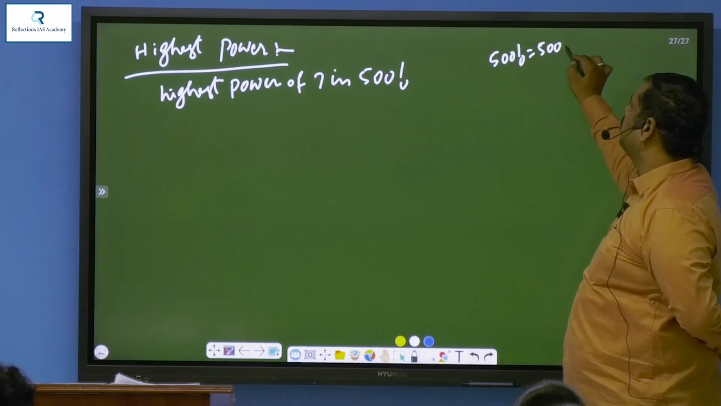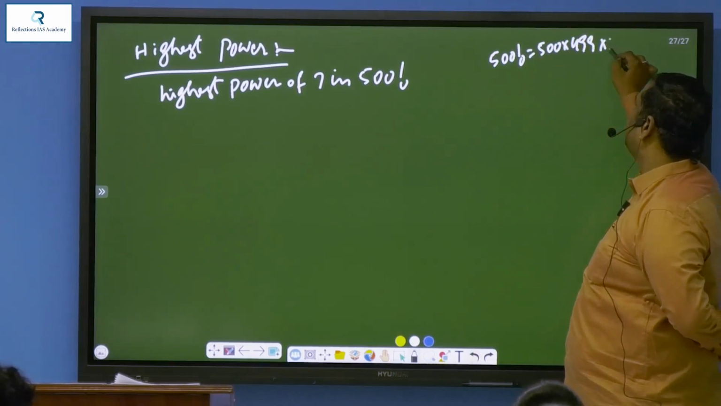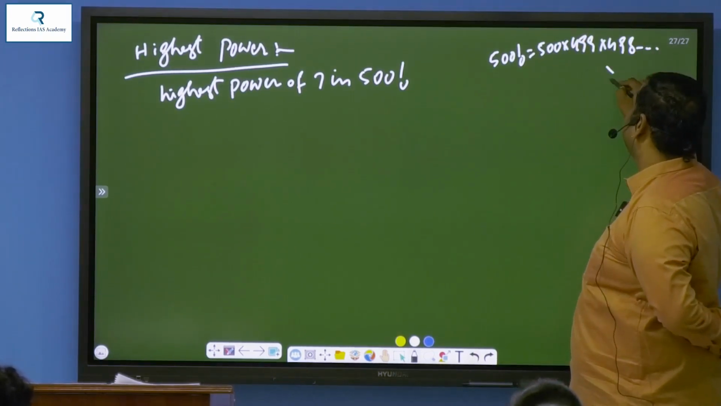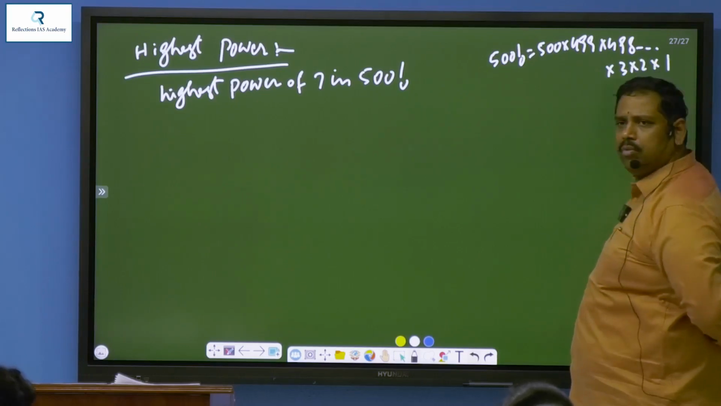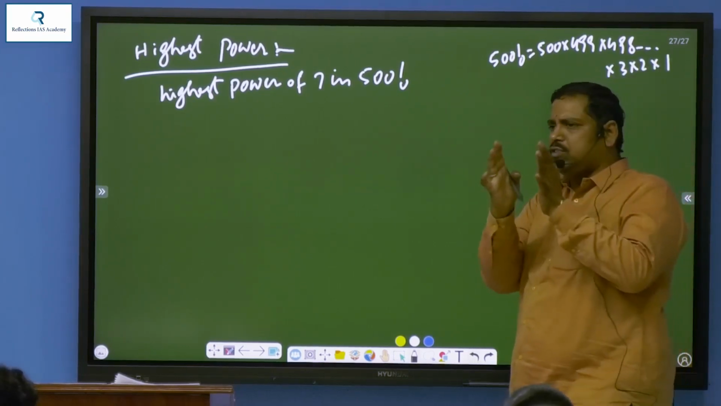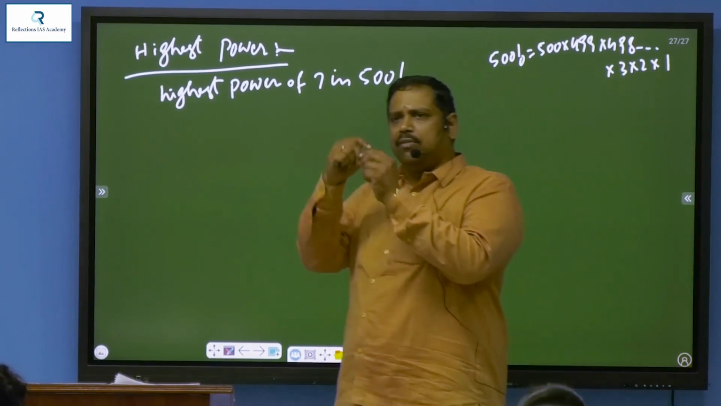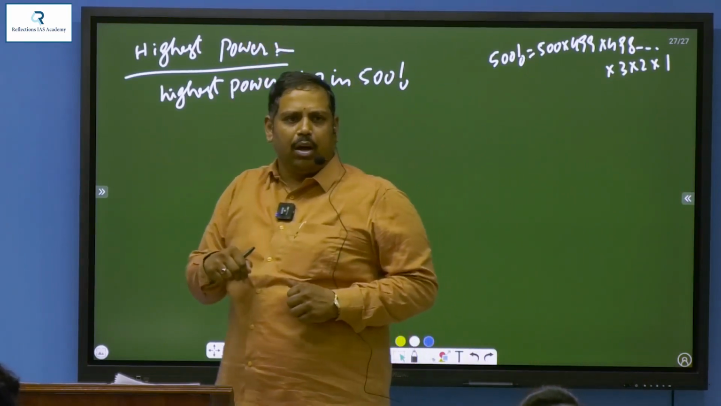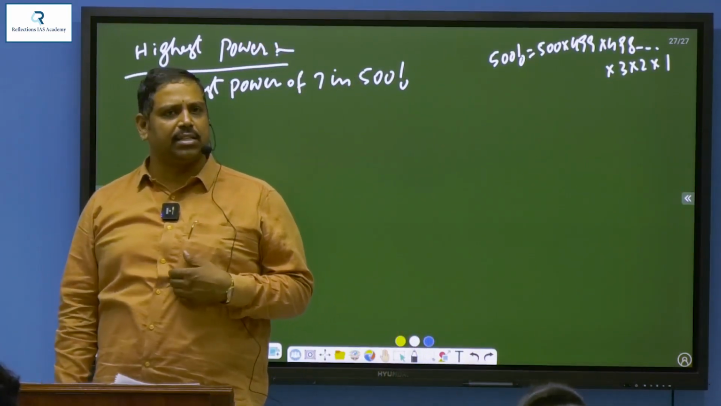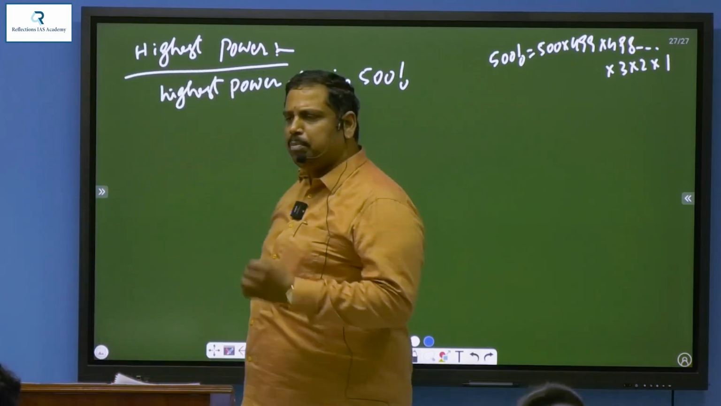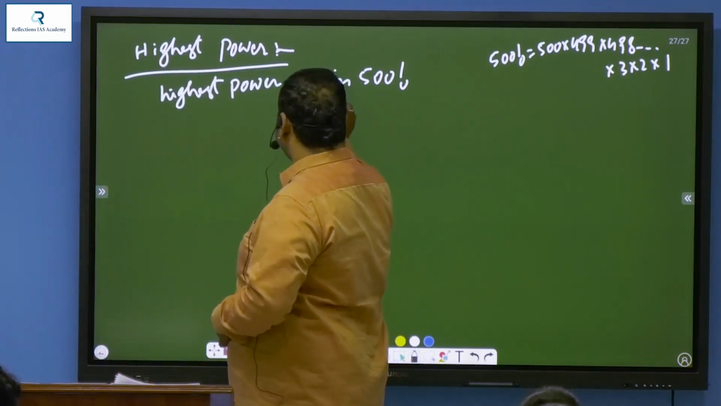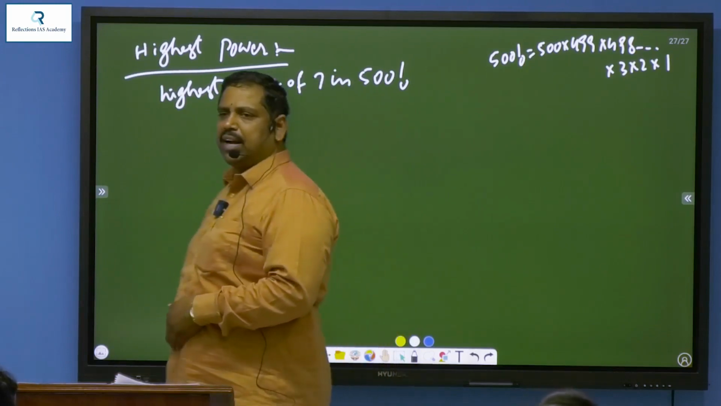500 into 499 into 498 into and so on, 3 into 2 into 1. Yes or no? If you multiply, there will be 7 multiples, right or wrong? Automatically we get 7 power something. What is the highest power that you will get? He is asking. So the procedure is very simple. Just what he is asking, highest power of 7 in 500 factorial.